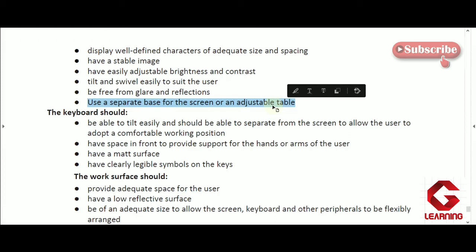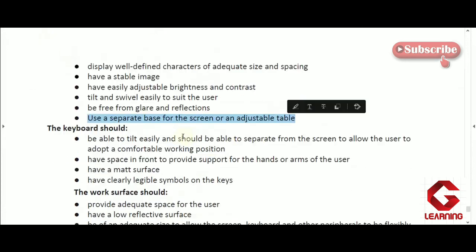Now next one is use a separate base for the screen or an adjustable table. As we cannot continuously work in the same body posture, we are continuously changing our body posture. So as per that, we should be able to change height of computer monitor also. So that is mentioned here that the desk or table that we are using for the screen or monitor should be such that user will be able to adjust its height as per his convenience. So these are the points that must be there at workplace related to screen or monitor.